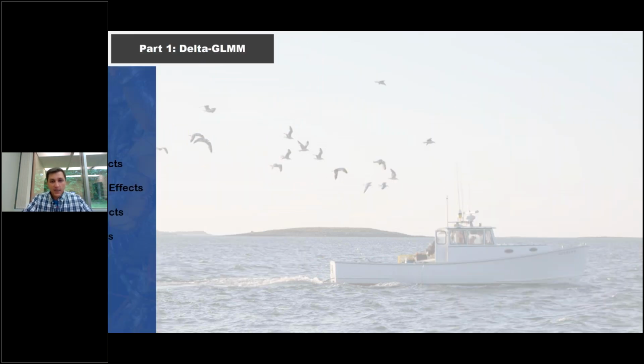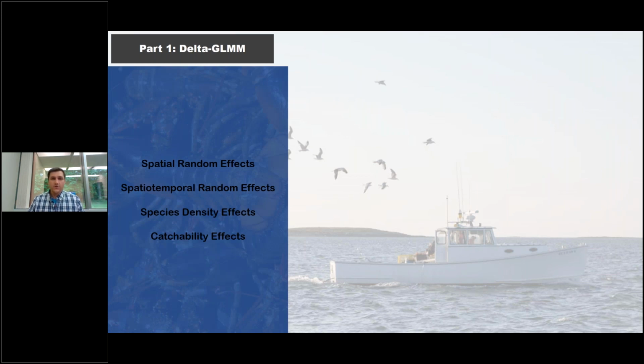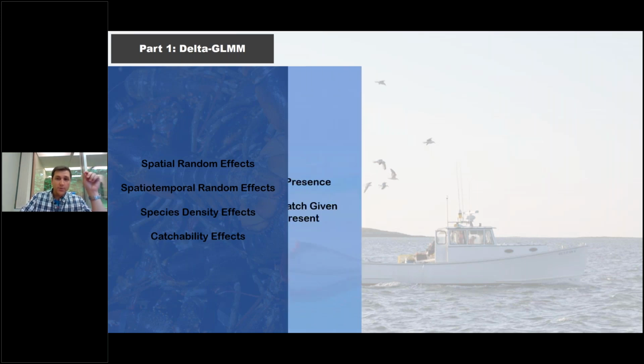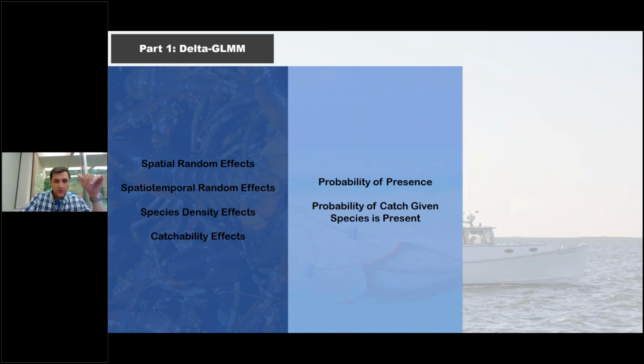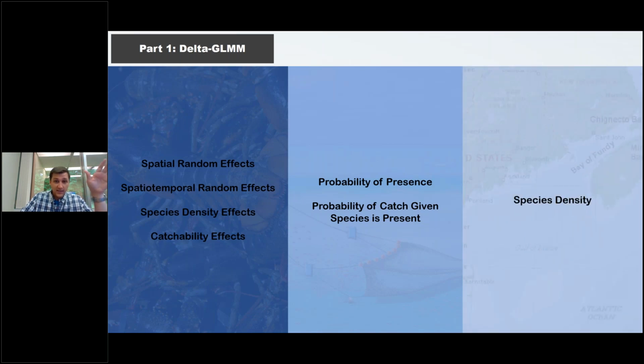First, the delta in delta GLMM refers to its two-step process, where these factors here are used to calculate first the probability of a lobster at a given location in the Gulf of Maine, and then the probability of catch given that lobster is present. From these calculations, we can then estimate species density at locations throughout the Gulf of Maine known as knots, which can be thought of like spatial points that are a proxy for a bounded spatial area.